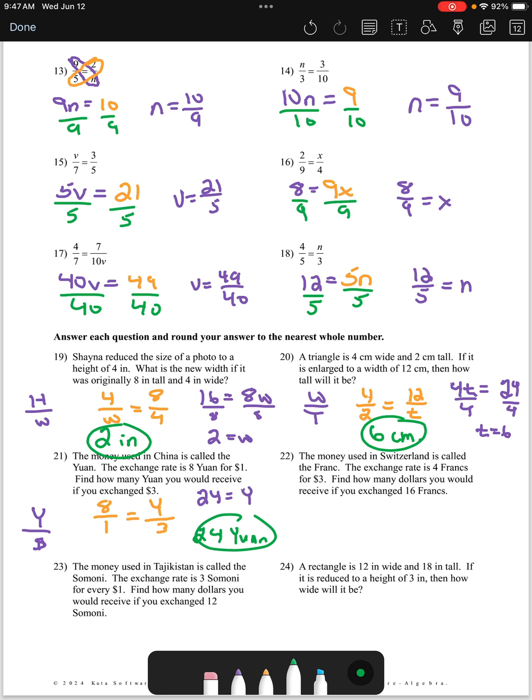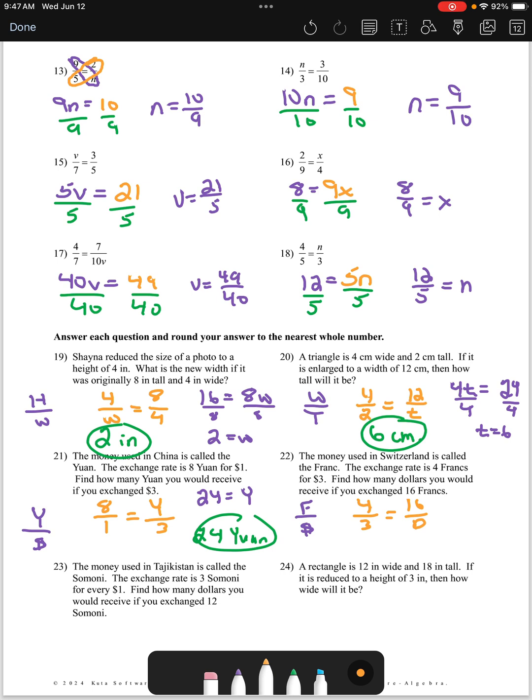At this point, I invite you to take a pause, try 22, 23, and 24, then come back and see how you did. For number 22, we are talking about francs and dollars. Francs is the money used in Switzerland. So we have francs and dollars. The exchange rate is 4 francs for $3. The question is, how many dollars would we need if we exchanged 16 francs?